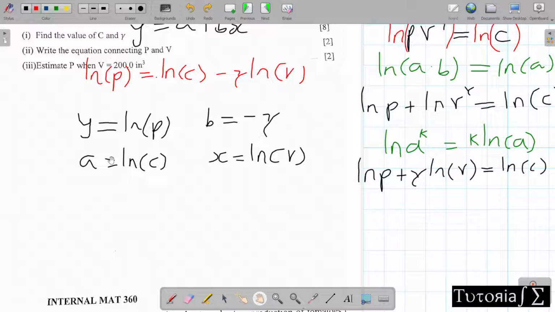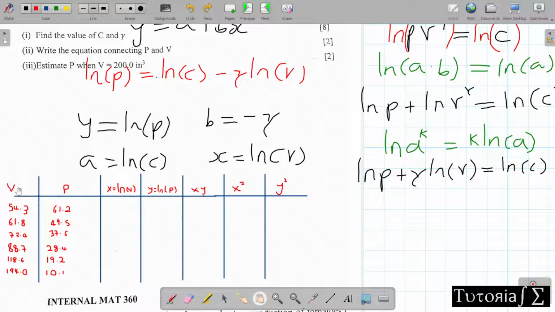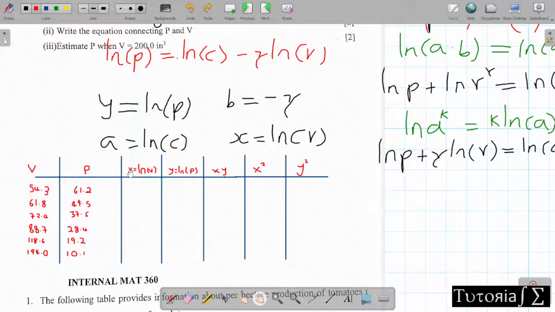So now we'll create a table. We have the V variables here and the P variables, and we know that X is equal to natural log of V, meaning that here we are going to punch in to find X variables. We're going to find natural log of these individual variables. Natural log of 54.3, that will be the equivalent of X here, which is giving us 3 point that.